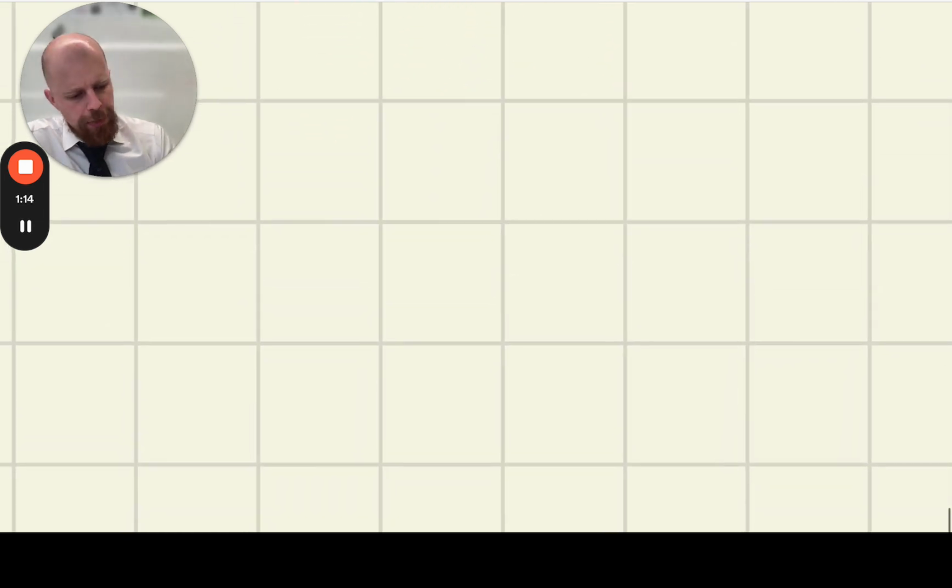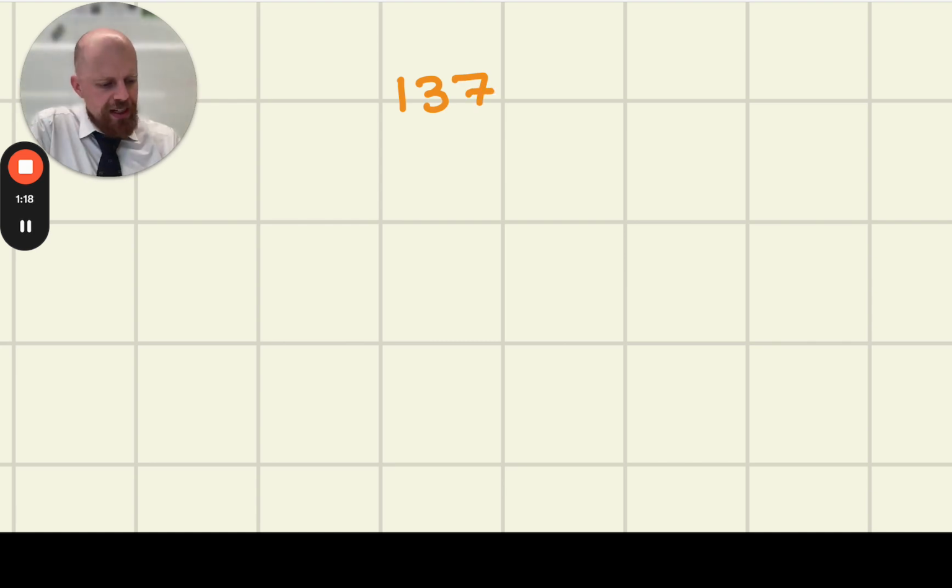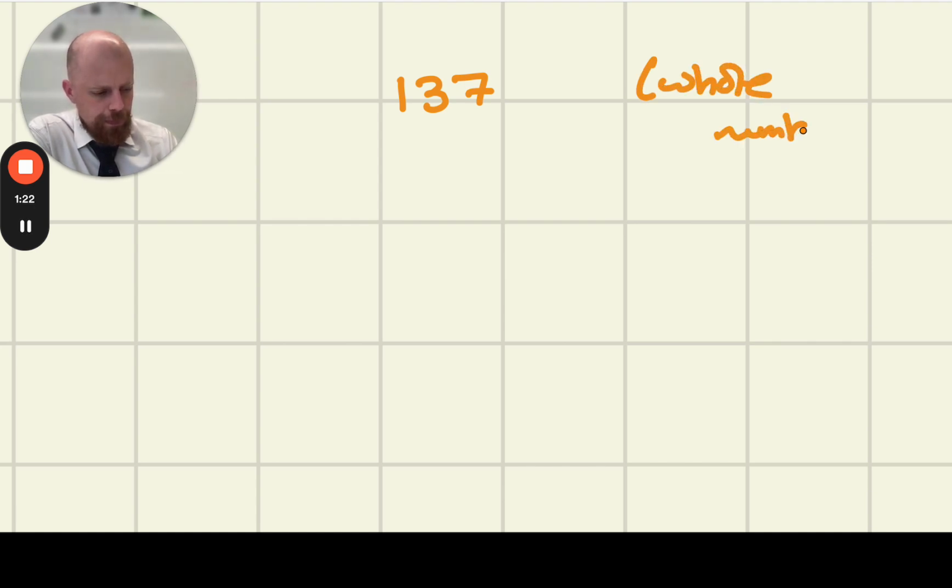Let's look at a number, 137. And this has been rounded to the nearest whole number. What you need to do is work out the upper and lower bound, i.e. what's the largest number and what's the smallest number that I could have that still rounds to 137. To do this, it's really easy. List the number before it and the number after it.